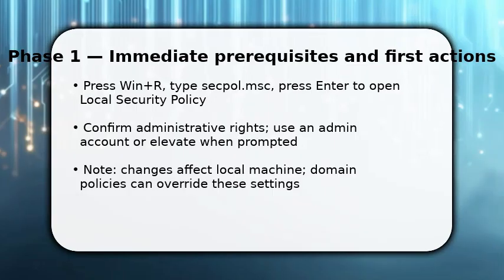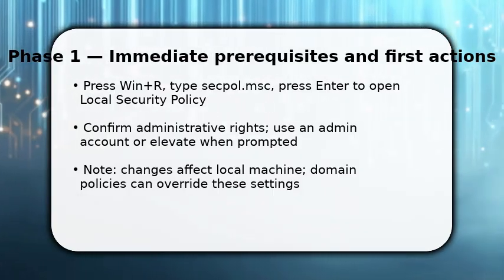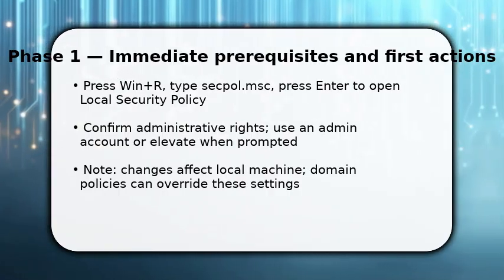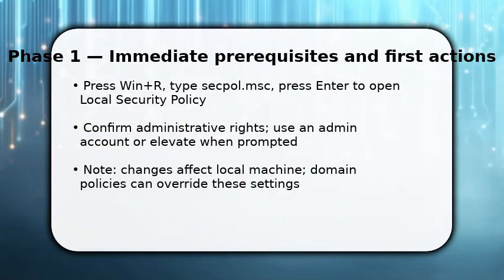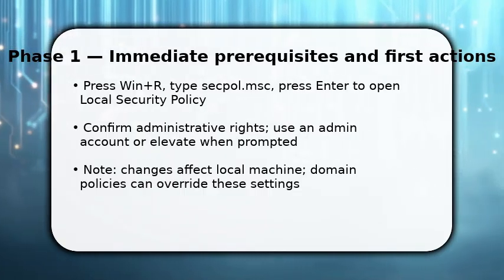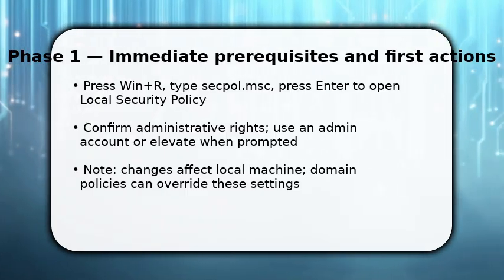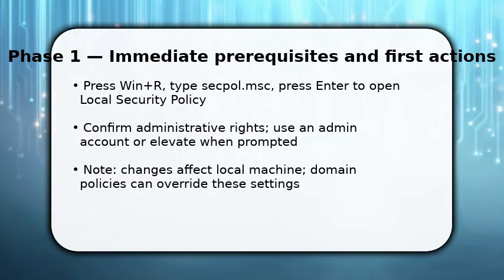You start by opening the local security policy console so you can access advanced settings directly. Type secpol.msc in Run and press Enter. If prompted, allow elevation with an administrator account. Once done, scan the left tree for account policies and local policies. Those are where most advanced controls live.